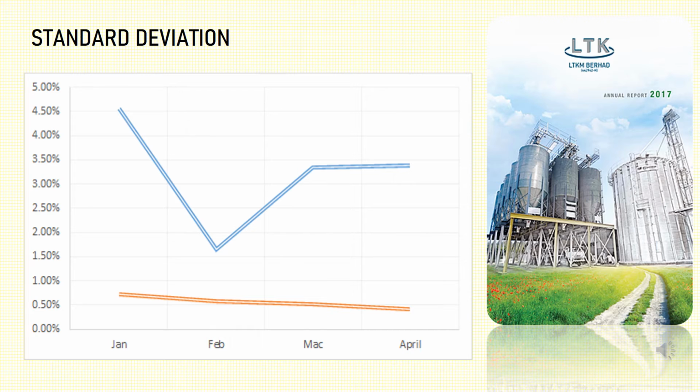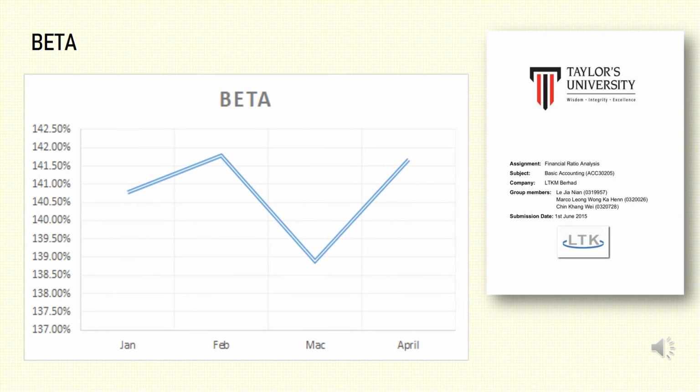The graph shows a slight decrease in the market percentage from January to April, which is 0.72%, 0.58%, 0.51%, and 0.41%. Last but not least, the graph of beta in LTKM Berhad.